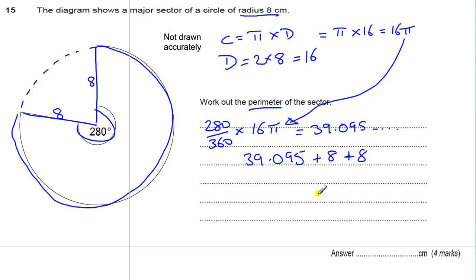You could leave all this in pi. It doesn't actually tell you to work it out to any decimal places, so you could have left this all in pi. But if you do that, you'll get an answer between 55 and 56, which is 55.095. So 55.1, or even just 55 would do. I'm going to leave it as 55.1 because that's 3 significant figures for 4 marks.